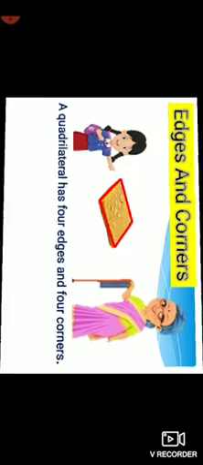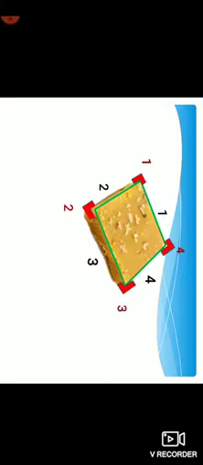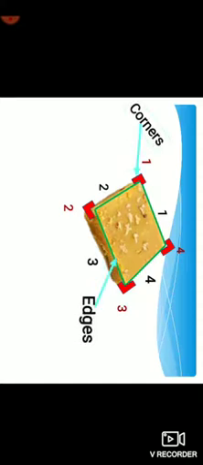Well, this piece of burfi is a quadrilateral in shape. A quadrilateral has 4 edges and 4 corners. Now see, these are the edges 1, 2, 3 and 4. And see, these are the corners 1, 2, 3 and 4. Have you understood? These are the edges and these are the corners.